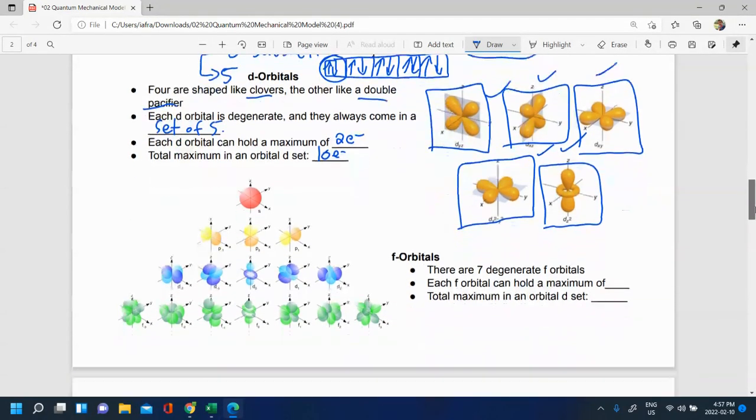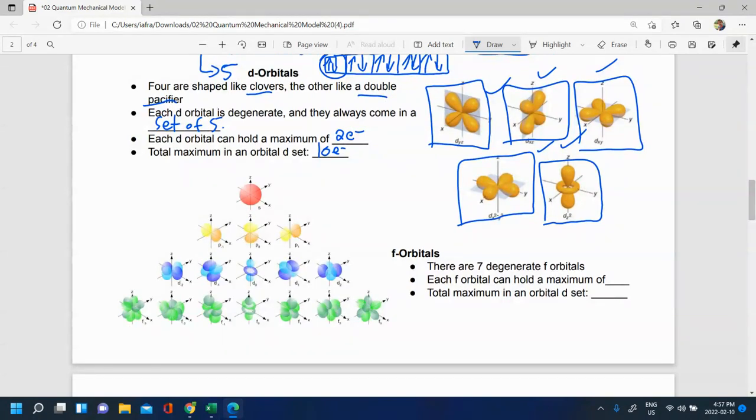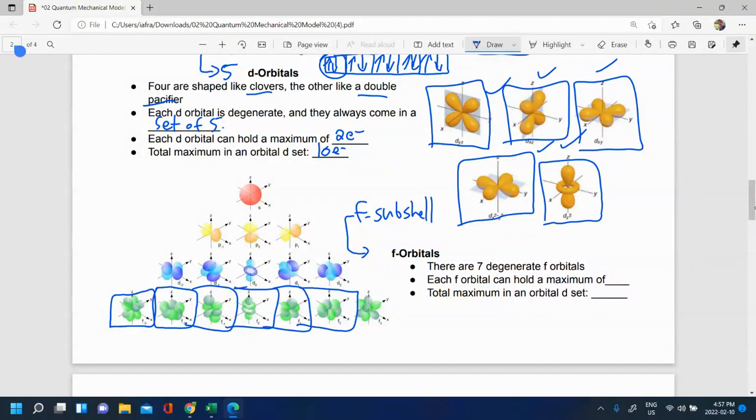Now we're going to go to the last type, which is called the f orbital. So we have an f subshell. And the f subshell is made up of a set of f orbitals. And you'll notice, this is it over here, there's 1, 2, 3, 4, 5, 6, 7. There are 7 f orbitals in an f subshell, and each of those boxes can hold 2 electrons. So that means they can hold a total of 14 electrons. So you can think of the f subshell like a big box here.